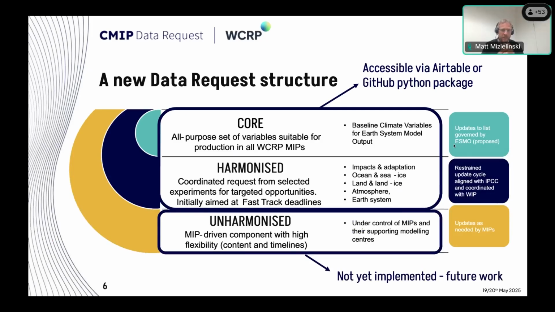Apologies. Right. Data request structure. The data request was put together with the concept of having the set of core variables, these are the baseline climate variables, a harmonized section, which is what has been developed for the assessment fast track, and an unharmonized portion, which we'll come to in the future, where MIPs will be allowed to define new experiments and add new variables without as much of the process we've been going through for the CMIP7 assessment fast track.